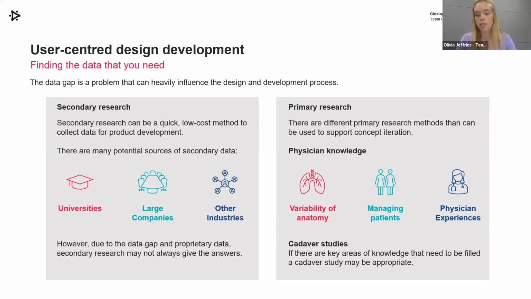They will be able to tell you about variability of anatomy. So how does anatomy change with race? How does it change with age? How does it change with different morbidities? All these things can really help refine your requirements, improve your concept, and make it more functional and usable for your end user. They can help tell you about managing patients, what are their pain points, what are their sensitivities, as well as their general experiences in practice.